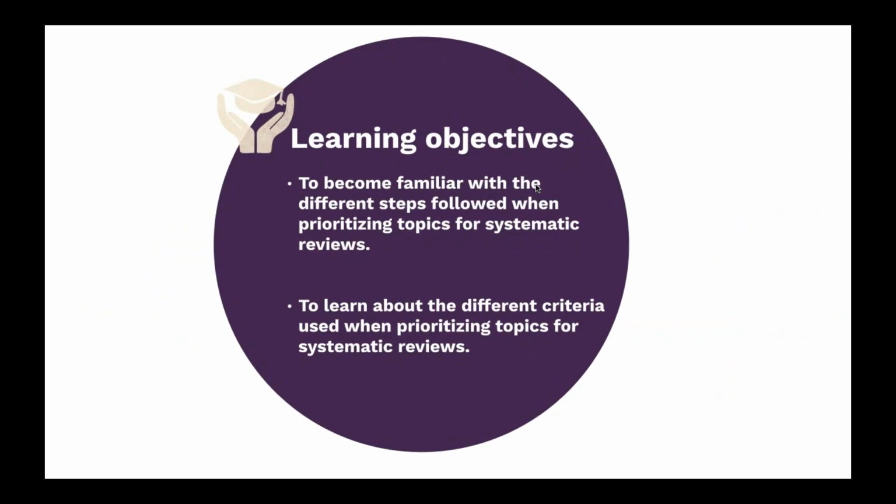So starting with the learning objectives, hopefully we can help everyone become more familiar with the different steps to follow when conducting a priority setting exercise, specifically for systematic review. And we say systematic reviews because priority setting could be done for primary research, and there's a lot of literature on that, for systematic reviews, and for projects such as guideline projects. And the second objective, as mentioned earlier, is to learn more about the different criteria used.